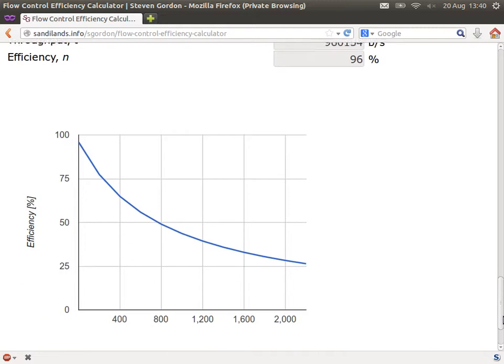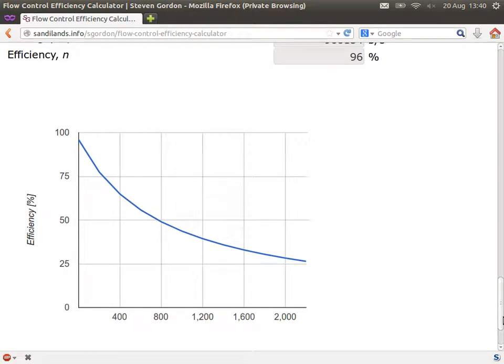Go to the bottom, and it shows a plot. Instead of calculating for just one value, it calculates the efficiency for the distance varying from down here, actually right down to 200 metres, 0.2 kilometres, up to 2,000 kilometres. So we can see the efficiency goes down as the distance goes up. By varying some of the parameters in that calculator, you can see the impact of those parameters on the efficiency.